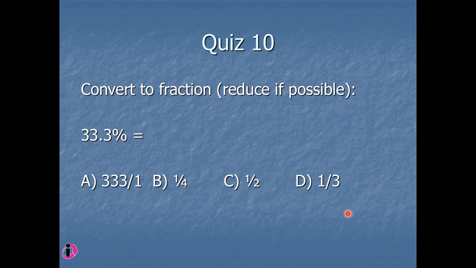33.3%. 1/3, right? So the right answer is D. Because if you move the decimal point 2 positions to the left, that becomes 0.333, and then you can write 333 over 1,000. Now, this is pretty much, because 1,000 is pretty close to 999, that's 1 over 3.